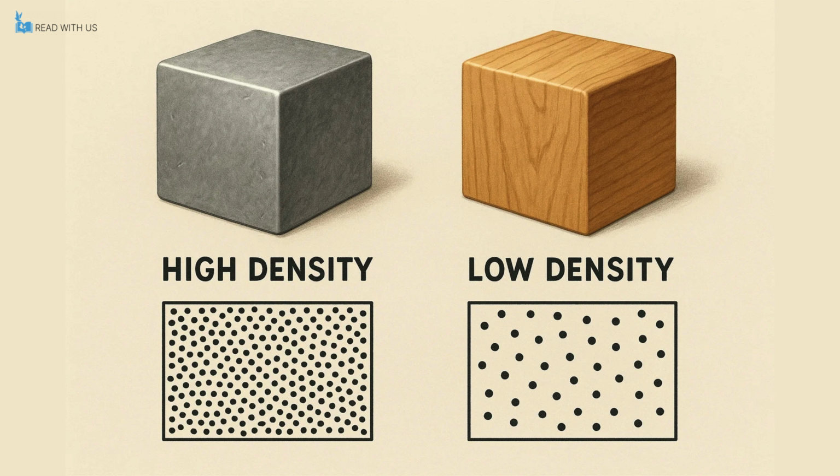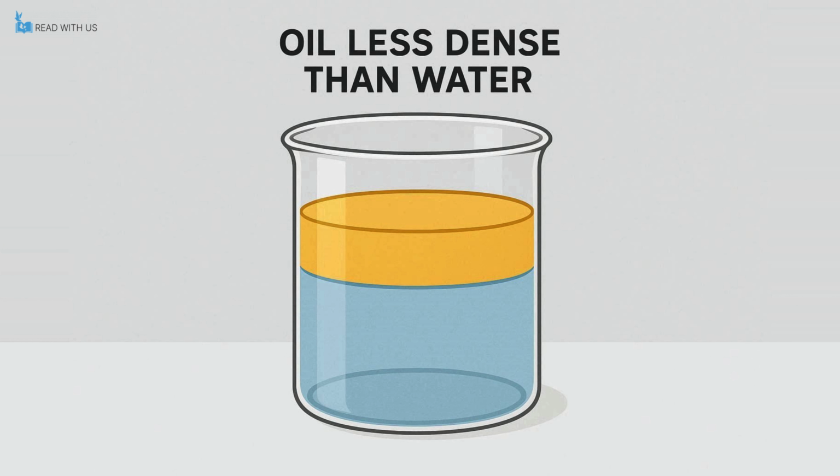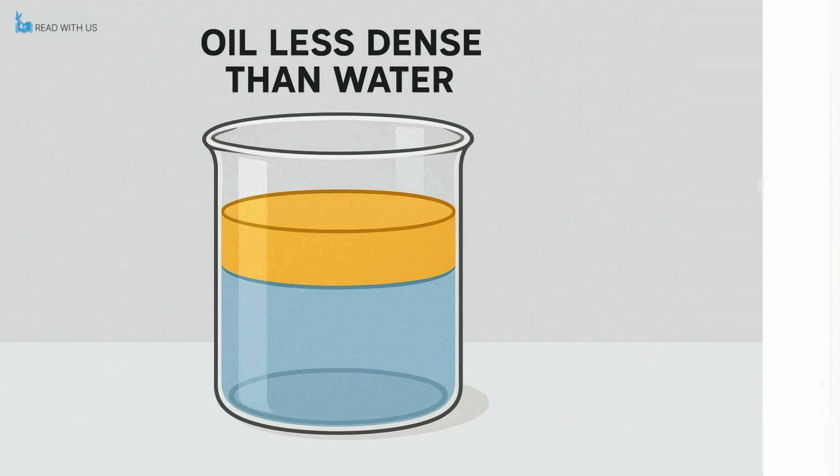Some materials have high density, which means they feel heavy for their size because a lot of mass is packed into a small space. Other materials have low density, which means they feel light for their size because the particles are more spread out. Liquids also have different densities, and this is why some liquids float on top of others.